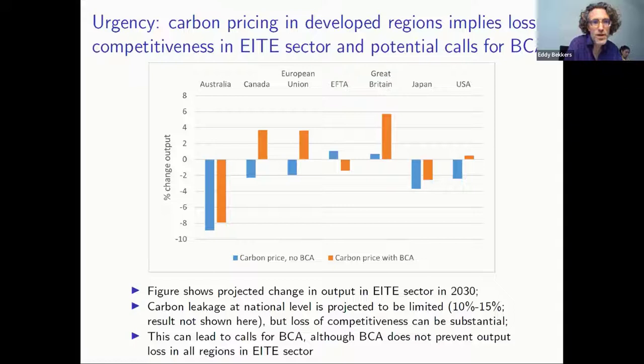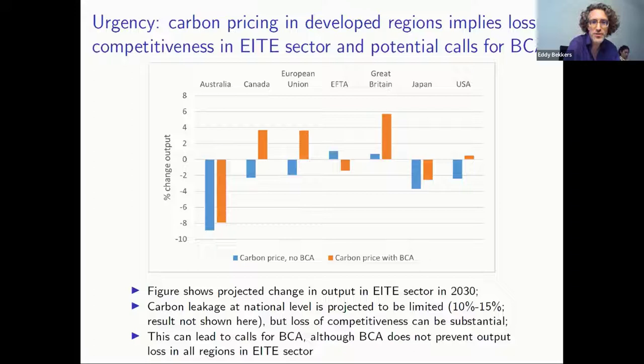And so what we display here is the change in output in the emission intensive sectors in the seven ambitious regions, if these seven ambitious regions introduce carbon pricing and the other regions would not. And what we see is that most of the regions in blue, without BCA, would lose out in terms of real output in their emission intensive sectors.